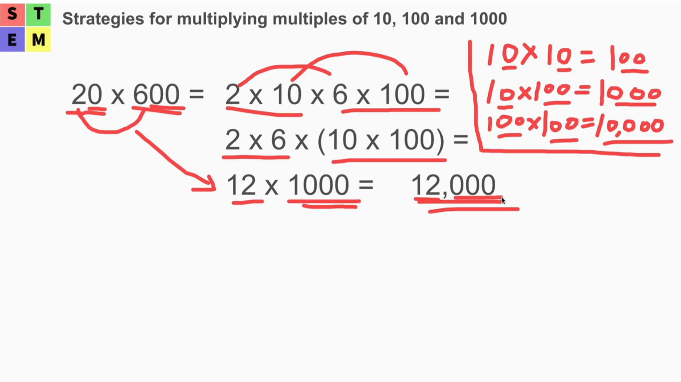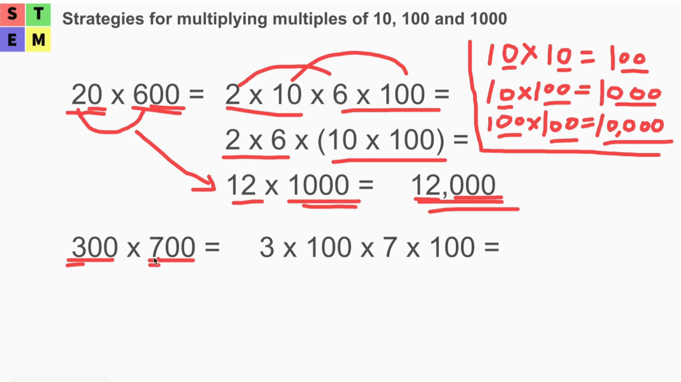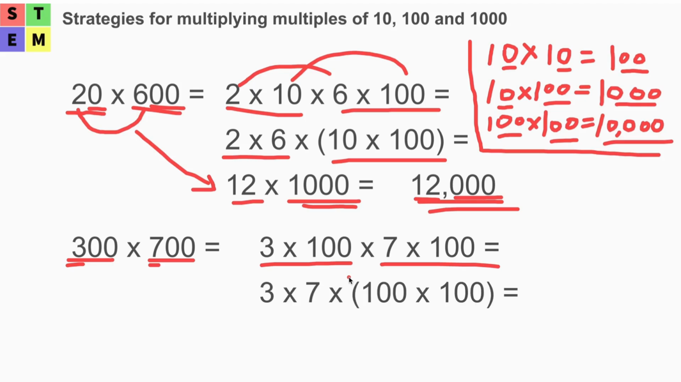Let's take a look at our second example. All right, so this time we have 300 times 700. So what are we going to do with that? We have 3, we have 7, and 100. So basically we're going to do the same. 300 equals 3 times 100, and 700 equals 7 times 100, right? So the next step is we're going to switch the order as we did in our previous example. We have 3 times 7 first, and 100 times 100.